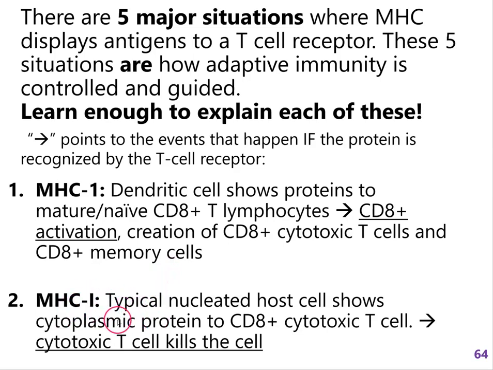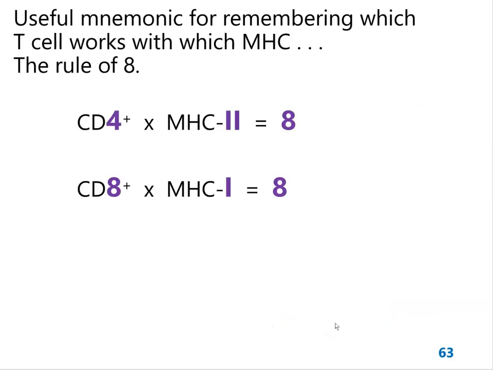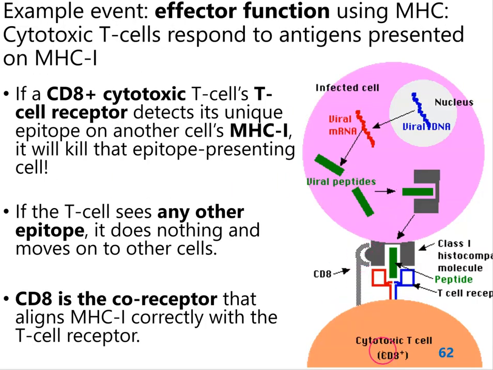This is what I showed on the last slide. And notice it says typical nucleated host cell shows cytoplasmic proteins to the CD8 positive cytotoxic T cell. So if we go back here, this is the CD8 positive cytotoxic T cell. Well, this is an infected cell, but this cell would be doing this whether it was infected or not. It's always doing it just in case it might be infected. That's how we find the cells that are infected. They're all doing this, and most of them are displaying host proteins. They're displaying their own proteins. And cytotoxic T cells can't recognize host proteins.